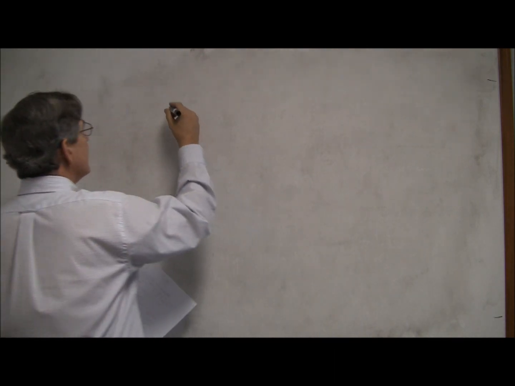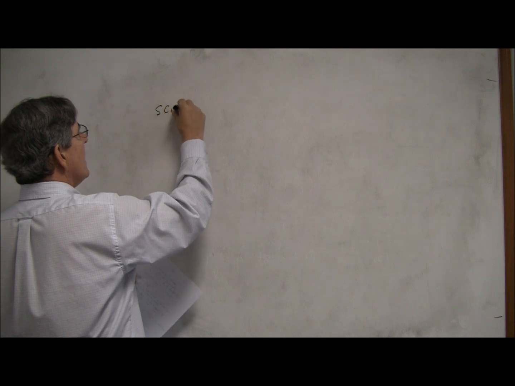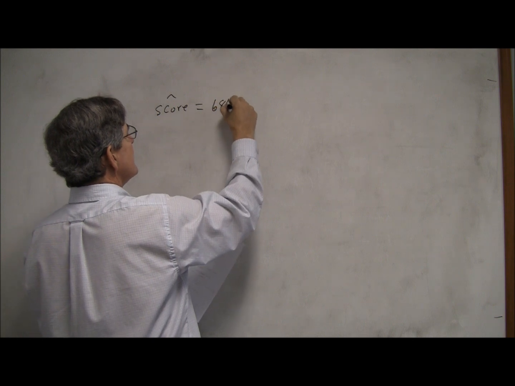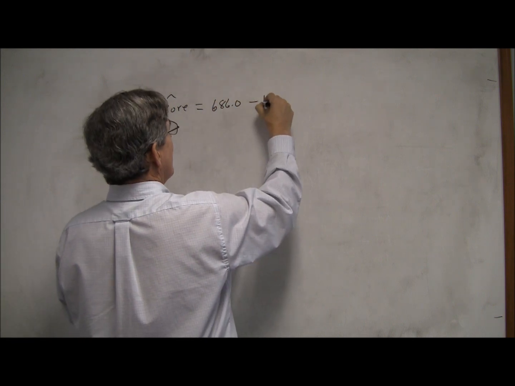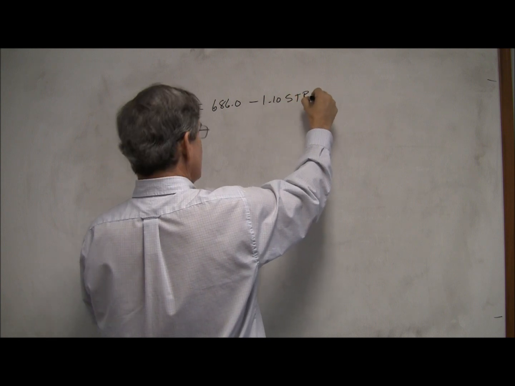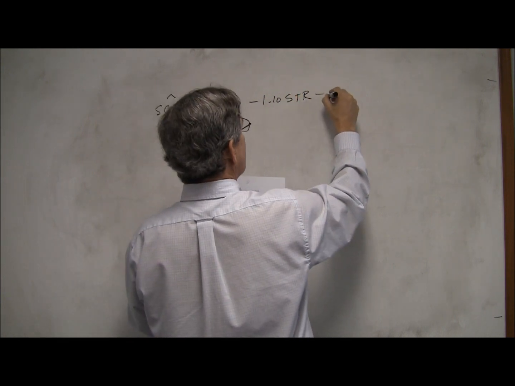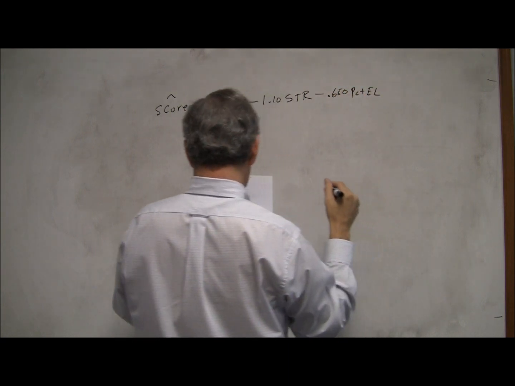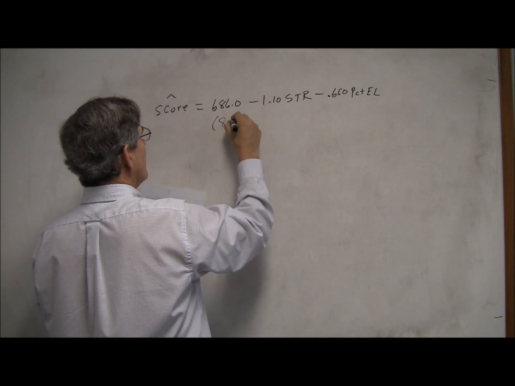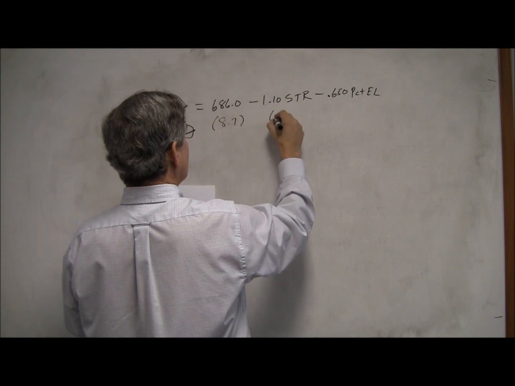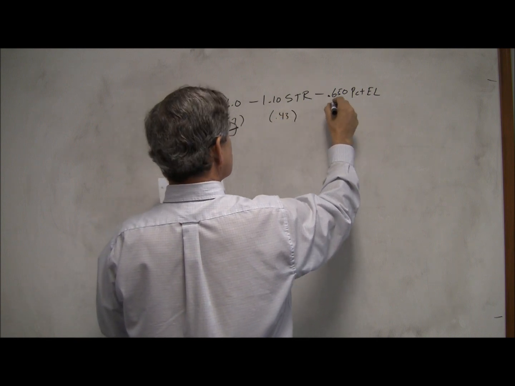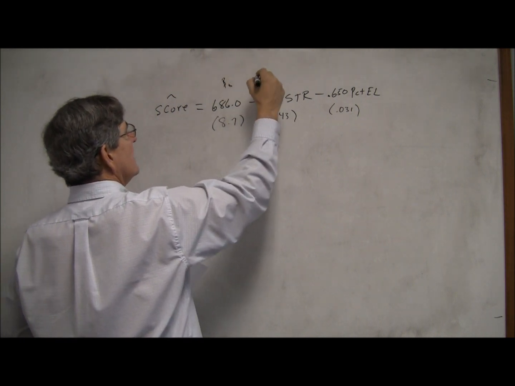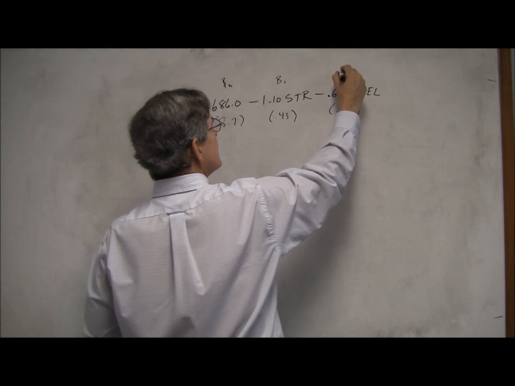So let's estimate a multiple regression model. Score hat, this is I think one we've seen before, 686.0, yeah it is, minus 1.10 times the student-teacher ratio, minus 0.650 times the percent English learners. So that's our estimated model. And then we have standard errors, 8.7, 0.43, and 0.031. This is beta naught, this is beta 1, and this is beta 2 hat.